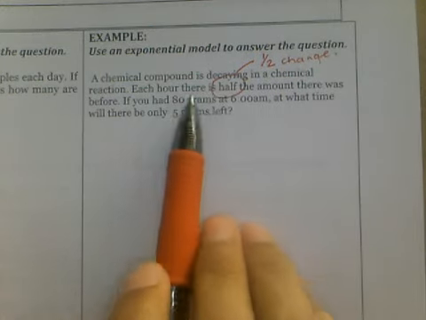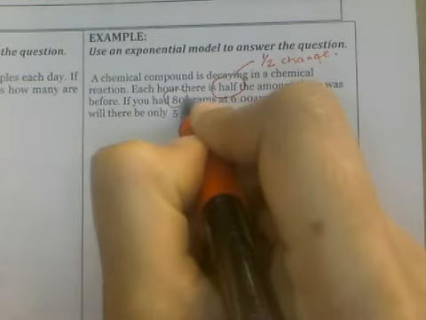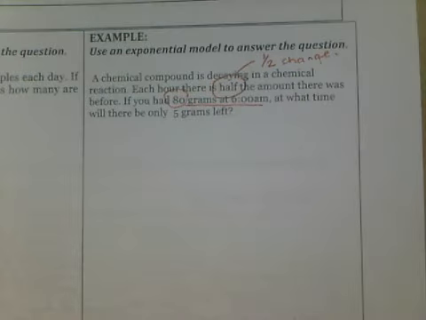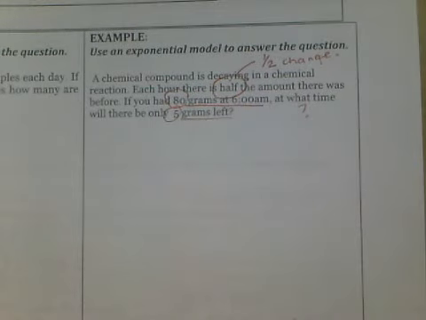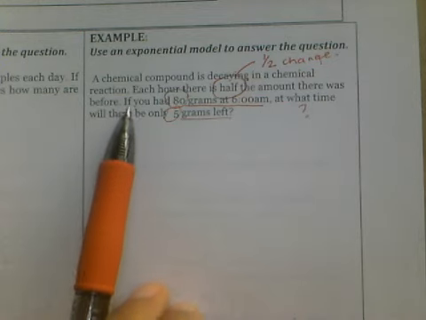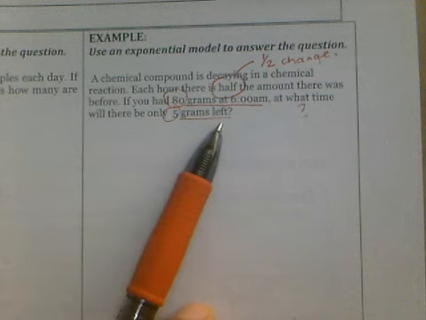Once again, each hour there is half the amount there was before. If you had 80 grams at 6 a.m., at what time will there only be 5 grams left? This is a little tricky because I don't see a starting amount, but if you read it again to yourself, if you had 80 grams at 6 a.m., at what time will there be only 5 grams left?